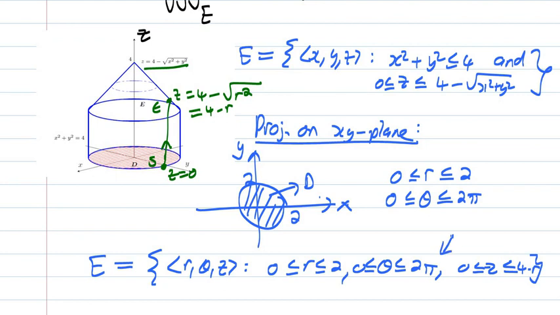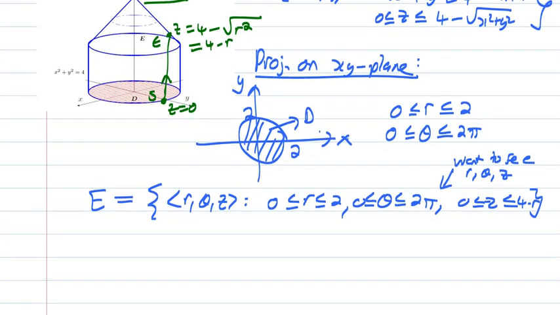When you write this in terms of cylindrical coordinates, you only want to see r, theta, and z. You do not want to see x or y. So we've described E using rectangular coordinates, x, y, and z. And we've described E using cylindrical coordinates, so we only saw r, theta, and z. And now we are ready to write E as an iterated integral using cylindrical coordinates.